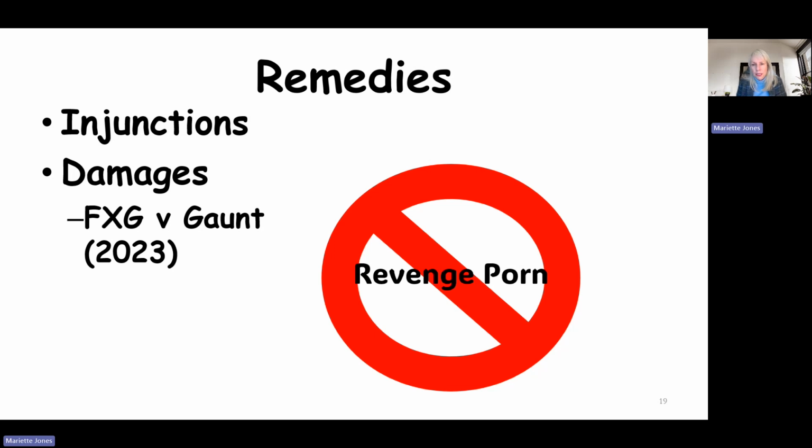For example, Naomi Campbell received £3,500, and in FXG versus Gaunt, 2023, involving surreptitious filming and online uploading of intimate images, the court awarded very substantial damages for psychological harm, treatment costs, and the ongoing distress of images potentially remaining online forever. This case was the first in the UK where a personal injury award was given for revenge porn.